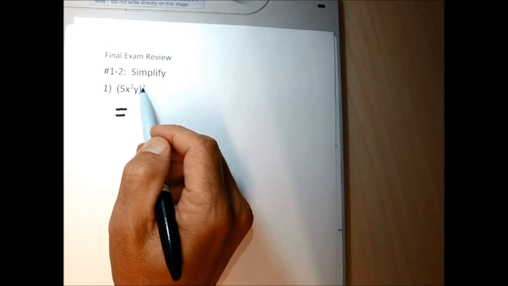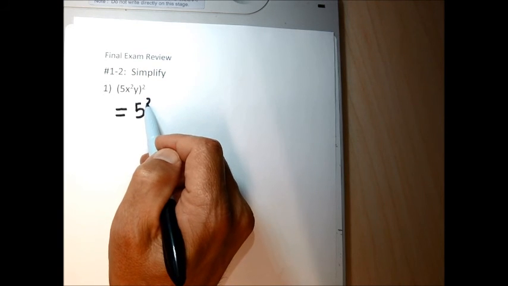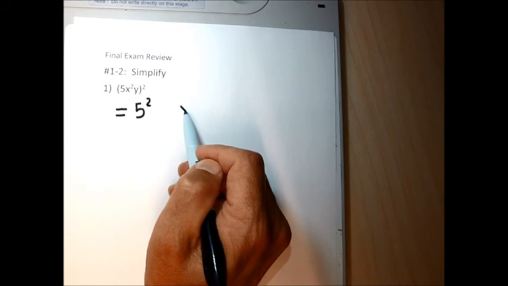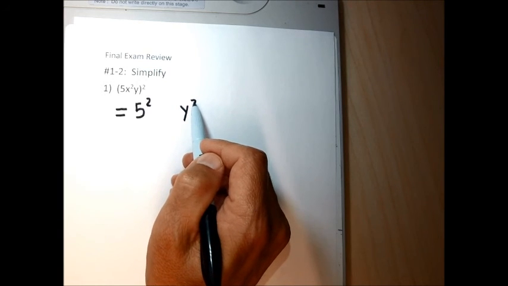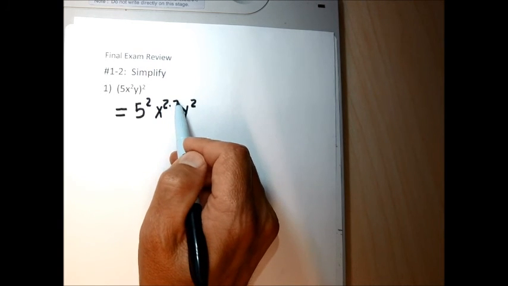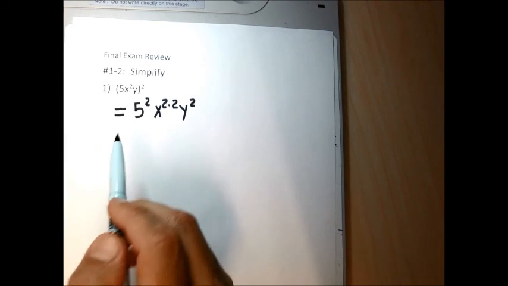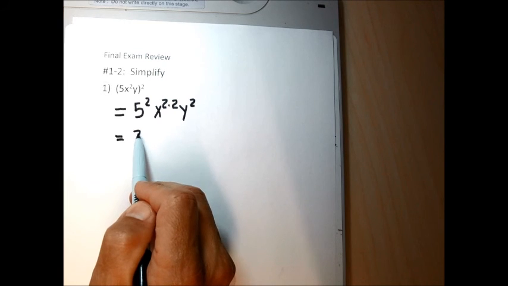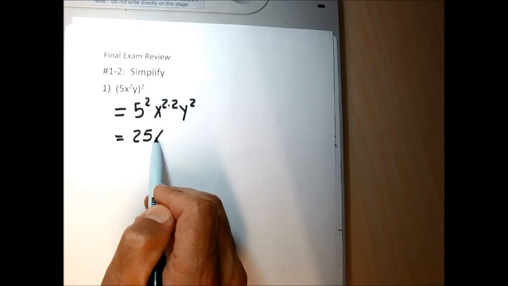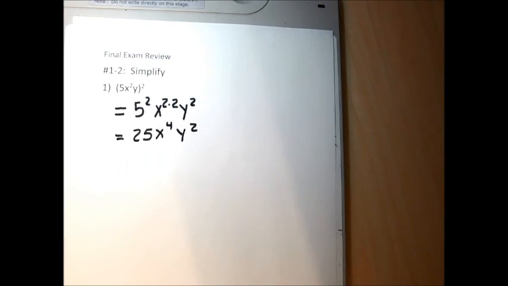I need to clear this parentheses. Since there isn't any adding or subtracting inside the parentheses, any number or letter without an exponent just needs to be squared, and any letter with an exponent needs to have its exponent multiplied by 2. So to clear that parentheses, I'm going to square the 5 and square the y. I'm going to multiply the exponent of the x by 2. And when you square the 5, you get 25. Multiply the exponents on the x's together, and you get an x to the 4th. And then we have a y squared. And that's all there is to that problem. That's the entire answer. There isn't anything else to do for that problem.